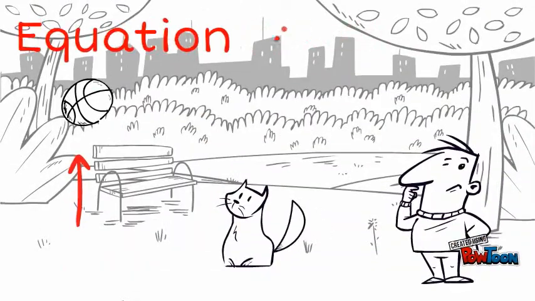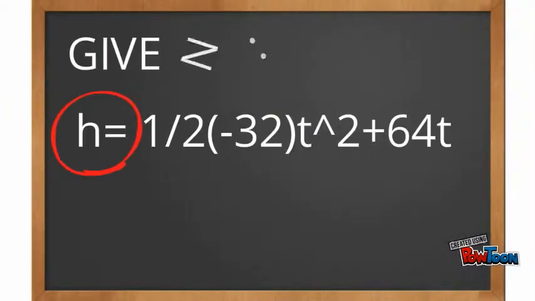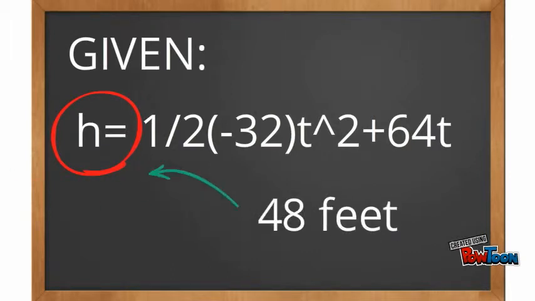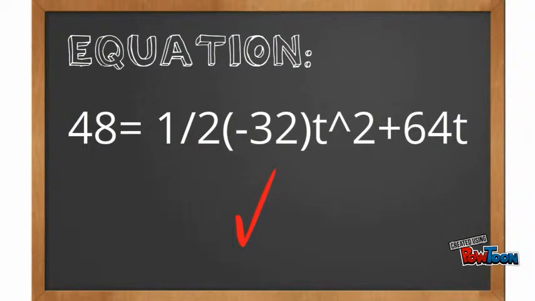E stands for equation. Our equation is 48 equals 1/2 times negative 32 t squared plus 60/14. Now how did we arrive at this? By the process of substitution, we substitute h, a given formula, to another given, 48 feet. That's why this is the equation.